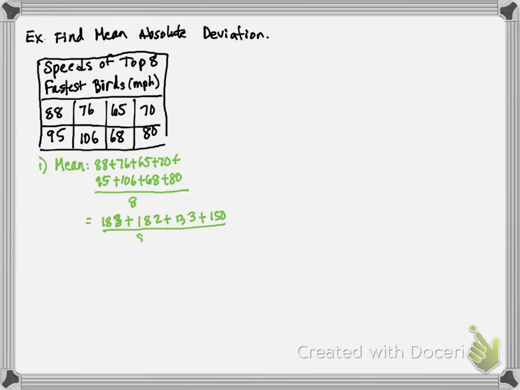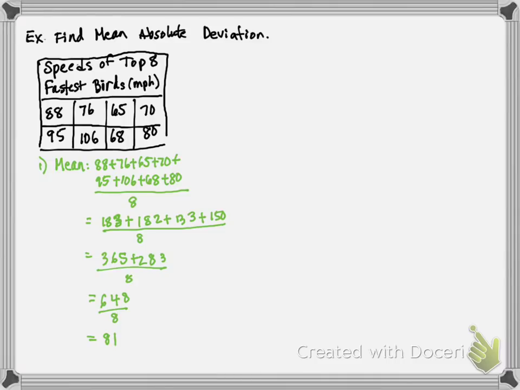All of it divided by 8. Keep going, 2 by 2. We get 365, and then 8 over 8. One more round here, and we get 648, divided by 8. Well, 8 goes into 64 8 times exactly, and into itself once. So we've got the mean, 81.